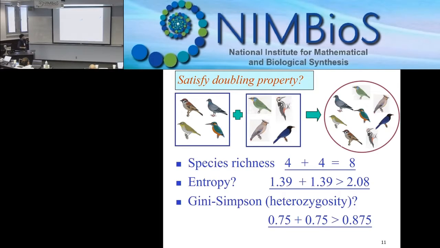I use a simple example here to show you that, for example, here we have 4 species and another set of 4 species. When we combine these two communities into this community, of course, species richness satisfies this doubling property because 4 plus 4 is 8. However, entropy does not satisfy it because here entropy is log 4 and here is another log 4, and the sum, 2 log 4, is not log 8. Also, heterozygosity does not satisfy the doubling property.